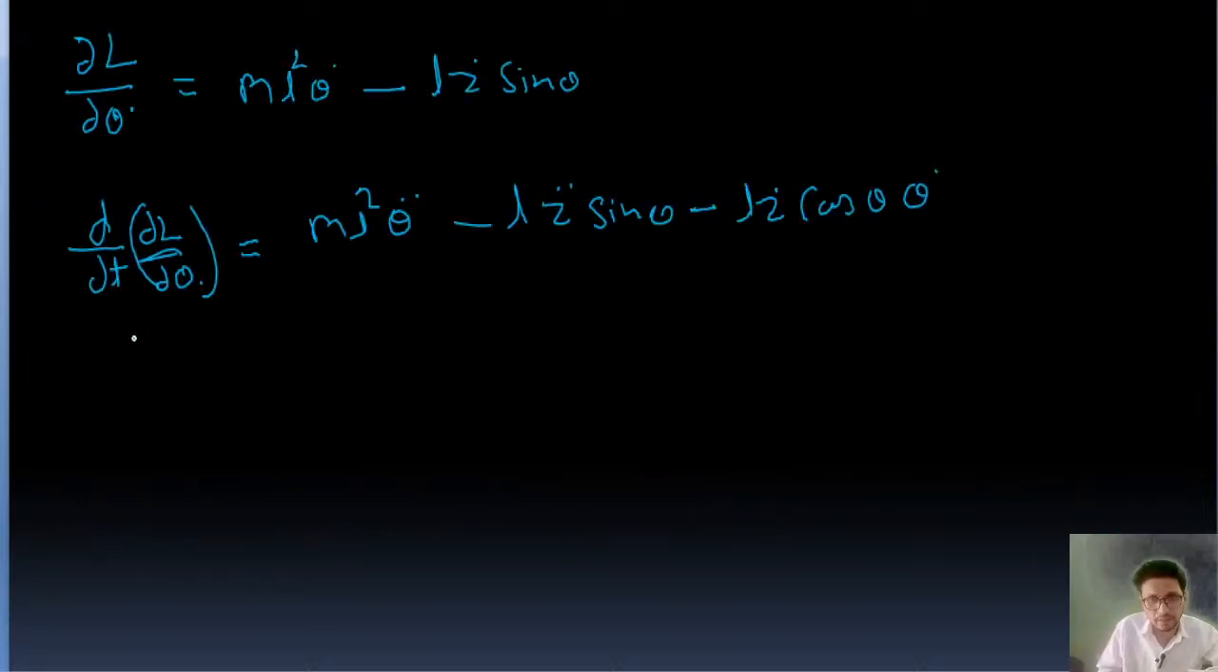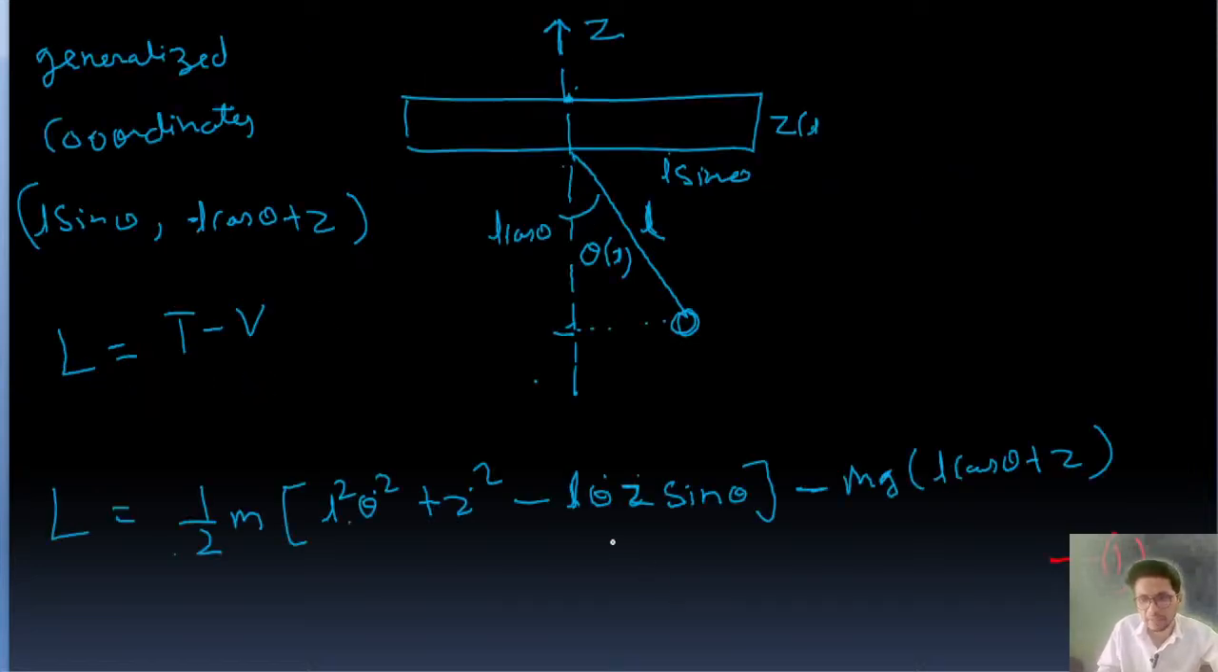Now we are going to find del L upon del theta. Okay, del L upon del theta means this value will be 0, this value will be 0, this will remain.